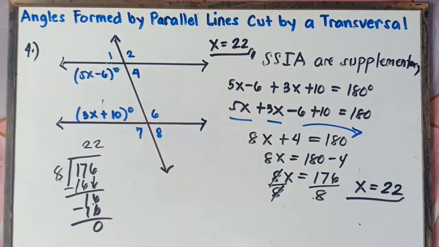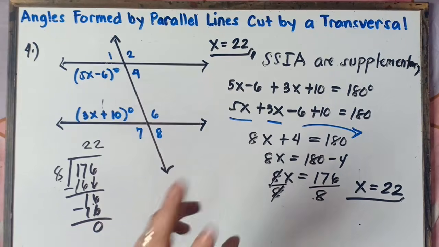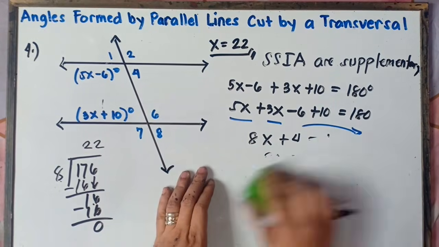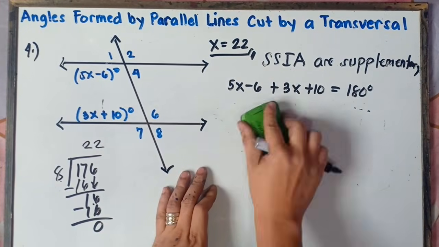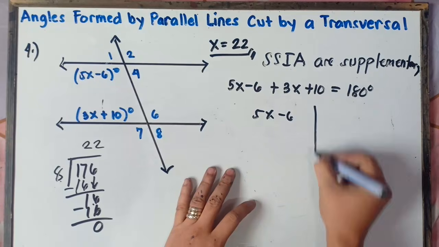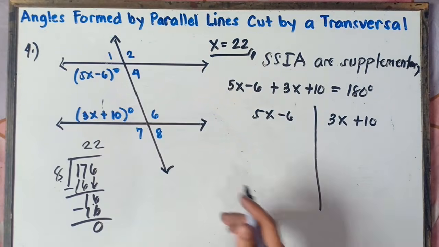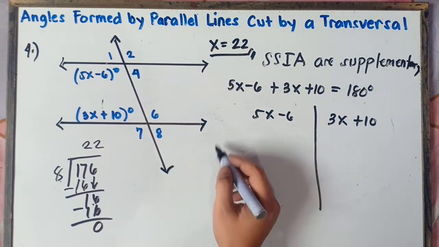Alright, so I'll be erasing this one, class. You pause the video with regards to our solution in finding the value of x. Alright, so therefore, 5x minus 6, and the other one we have 3x plus 10. Simply substitute the value of x. The value of x is 22.